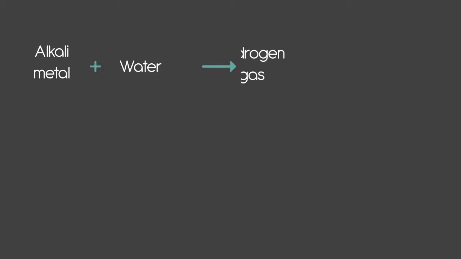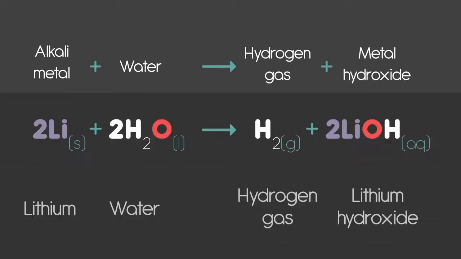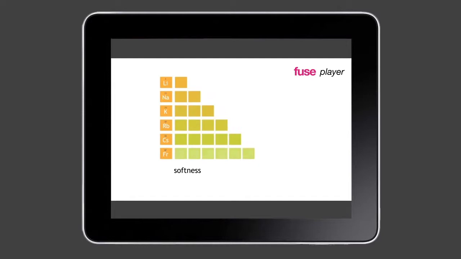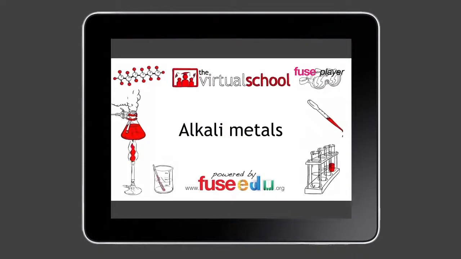You may have learned that an alkali metal reacts with water to form hydrogen gas and the corresponding metal hydroxide. You may have also learned that the reactivity of these metals with water increases moving down the group. That lesson is actually available right here on this channel.